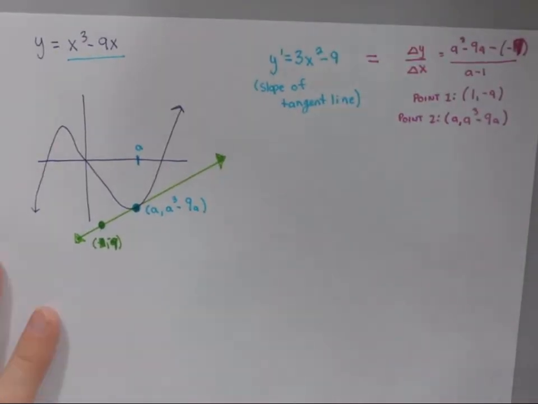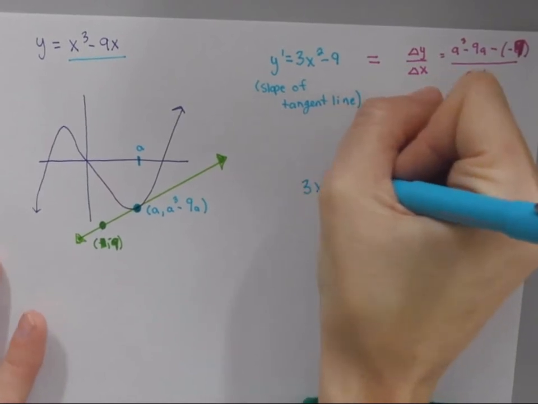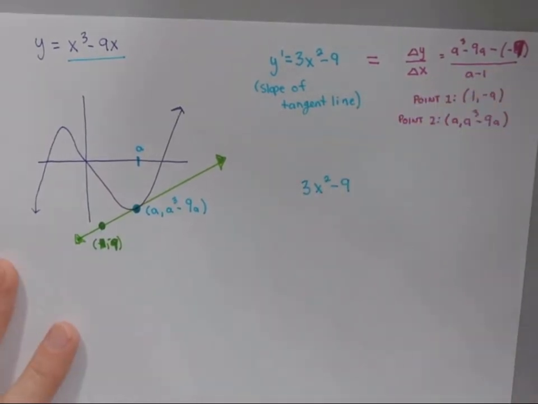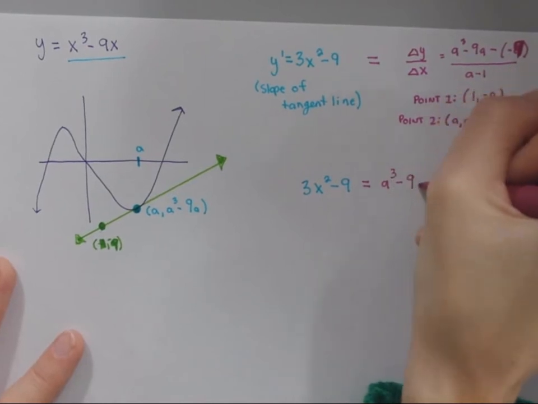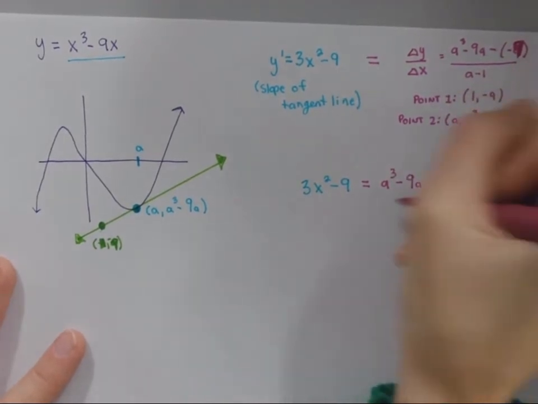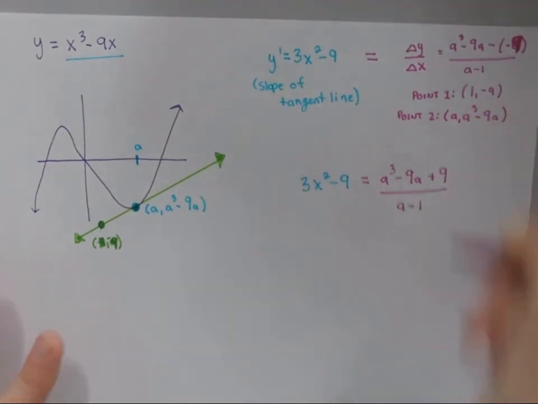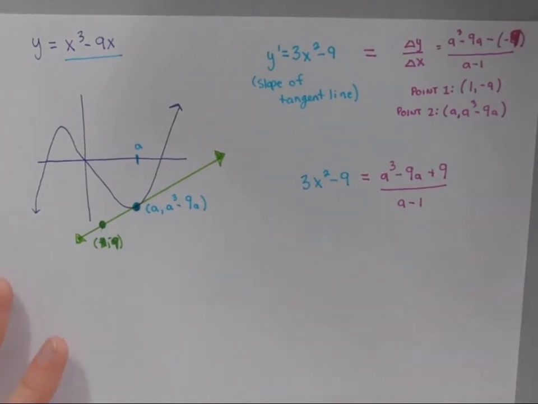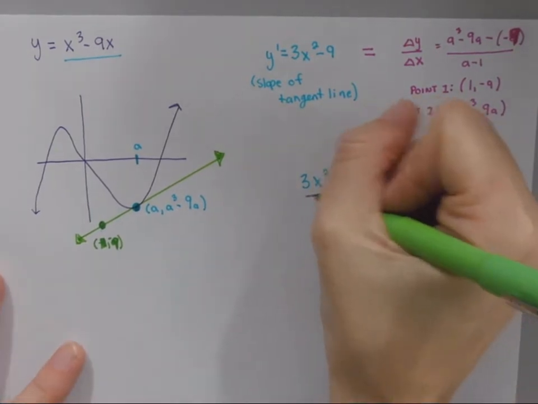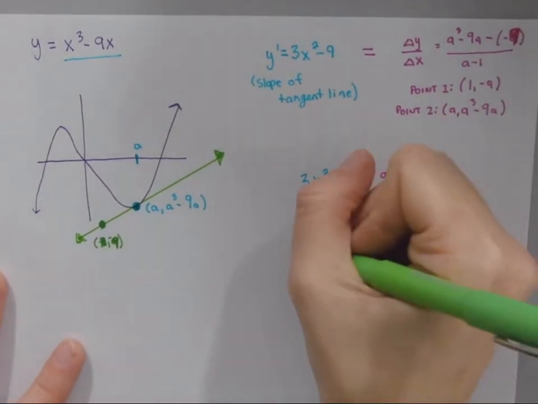So if we clean that up a little bit, we end up with the derivative, which is 3x squared minus 9, equal to the secant slope of 2 points on the tangent line. So this is a to the third minus 9a. The double negative makes it a plus 9 over a minus 1. So here is the setup. So what we want to know is where those two things are equal. So the rest of this is just going to be a matter of solving and figuring out how to find that a value. So if I write this over 1, I can cross multiply.